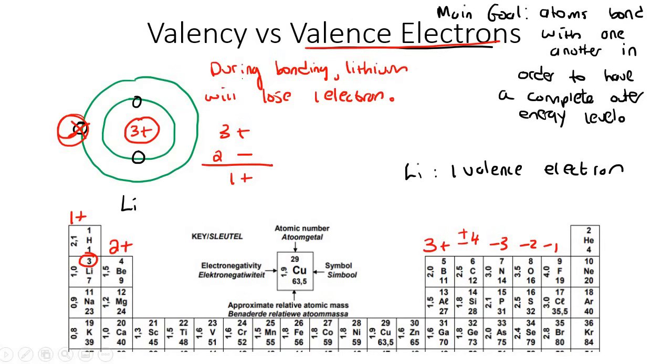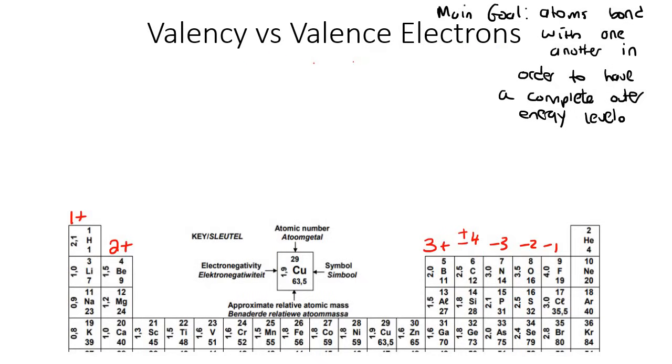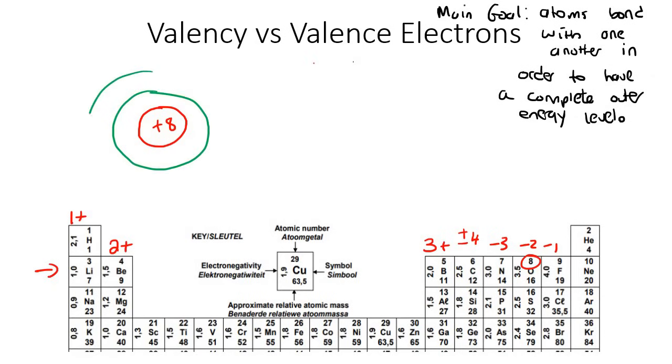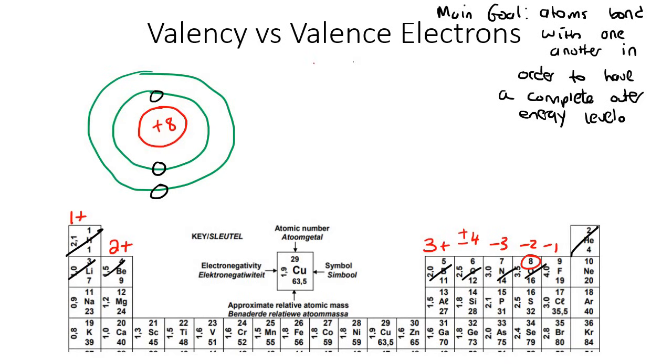So let's quickly go look at oxygen, for example, and it'll make this example even better. So we know that oxygen has a nucleus with 8 protons. So I'm just going to say plus 8 over here. And then it's in row 2, so it's going to have 2 energy levels going around. In the first energy level, it's going to have 2 electrons, and then in energy level number 2, it's going to have 6 electrons. So always put them separate, and there's always 4 different places.